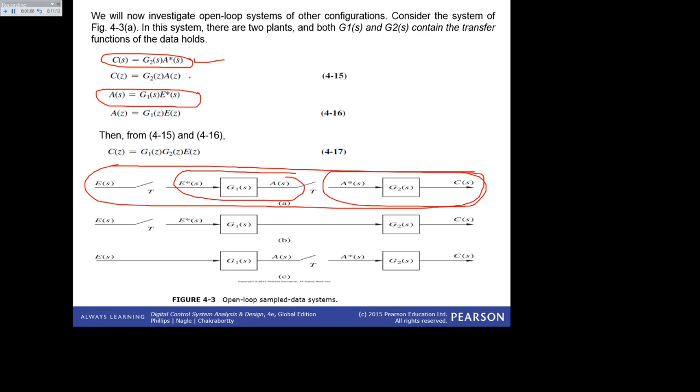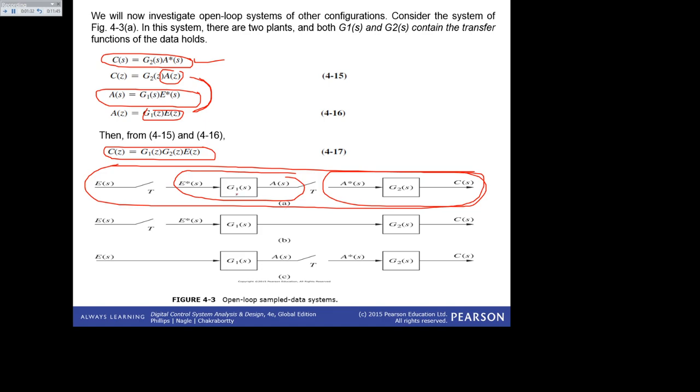Now I need to combine equations 4.15 and 4.16 into one, so that at the end of the day, my C(Z) replaces this A(Z), remove it and replace it by G1(Z) E(Z), and it will be like this. You see? So the total transfer function of this system will be C(Z) equal to G1(Z) G2(Z) E(Z). This is the transfer function of this system.